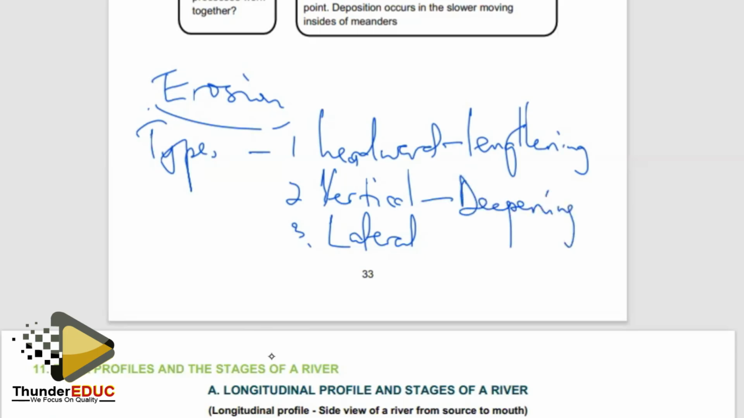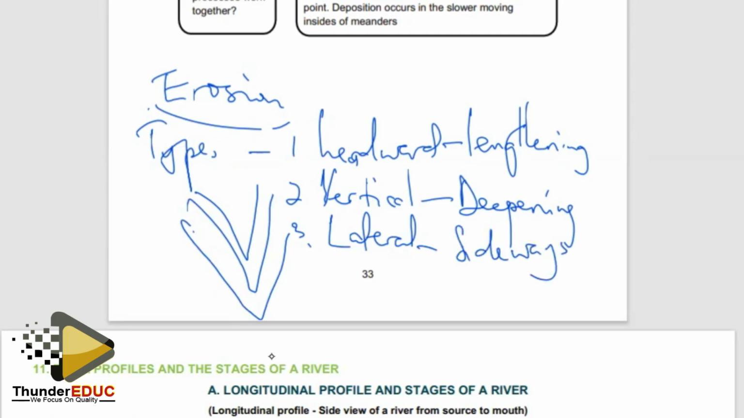And then vertical, this one now is the erosion which is responsible for the deepening of the river channel. The river channel becomes deeper and deeper because of vertical erosion. Like if it's eroding like this, it will mean that the channel becomes more and more deeper with time. That is vertical erosion. Then lastly, lateral. Lateral, it means sideways.